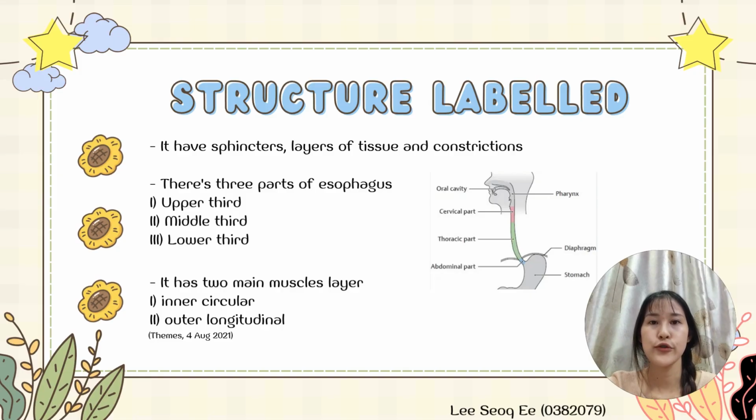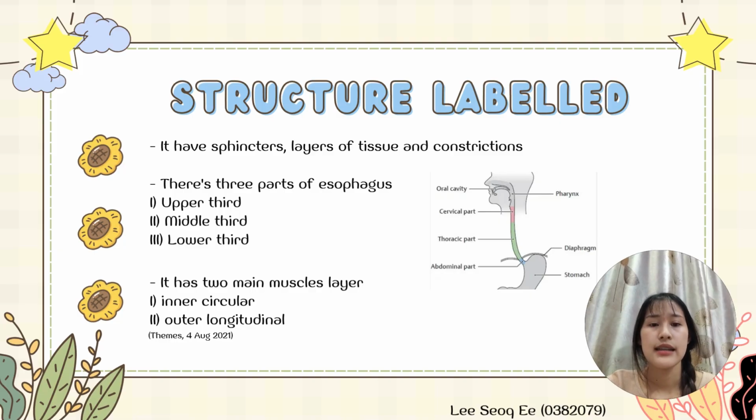So next, I'm going to talk about the structure of the esophagus. First, it has several layers of tissues and constrictions. Next, it has 3 parts which control the movement of the food intake. First is the upper third, which has only skeletal muscles. Second is the middle third, which has a mixture of skeletal and smooth muscles. And next is the lower third, which has only smooth muscles.